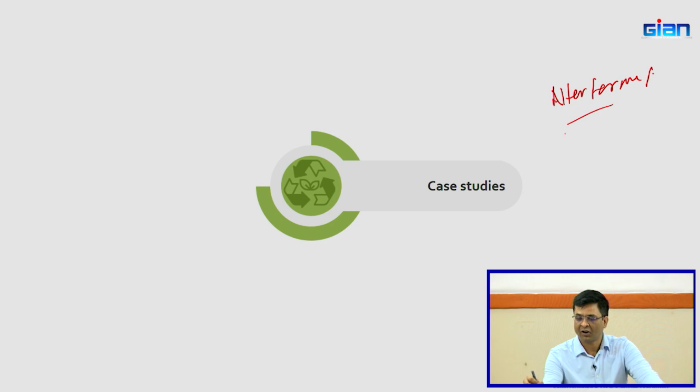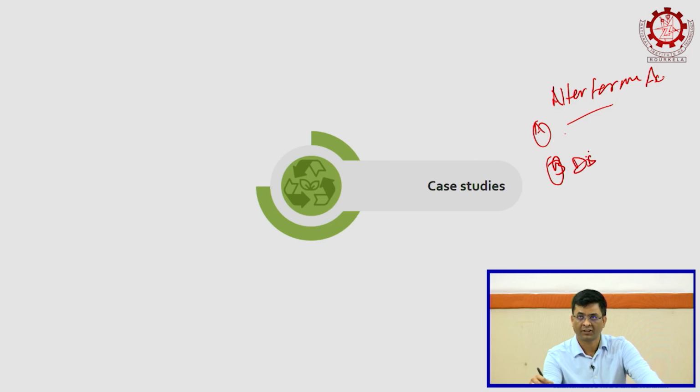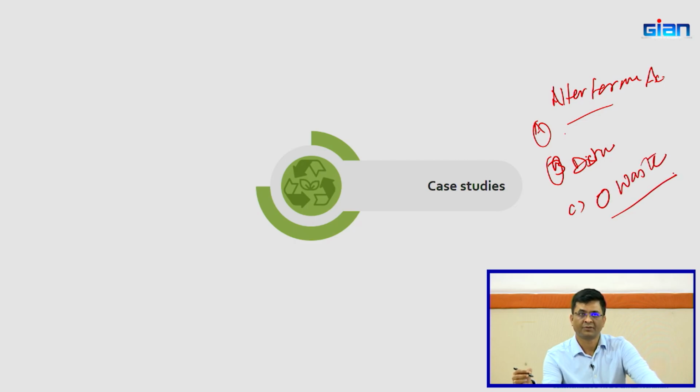So altering on-farm activities, A. B is disruptive technology. C is zero waste approach. So these are the 3 different things.